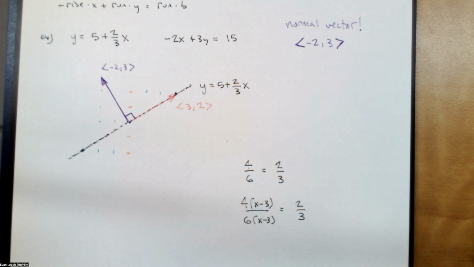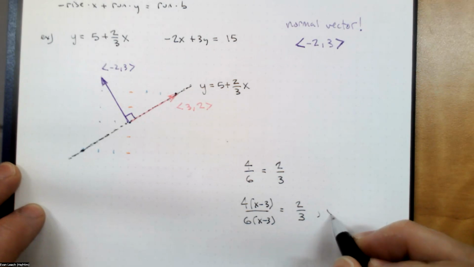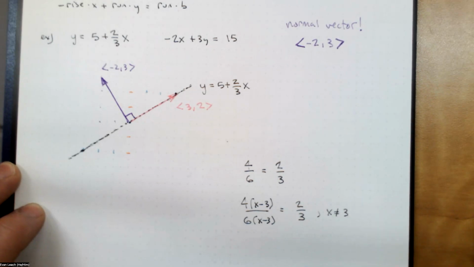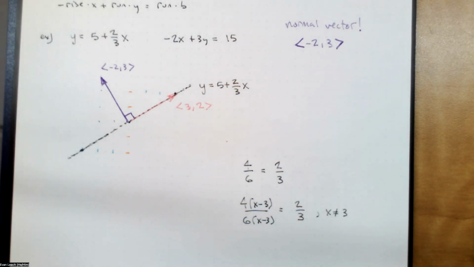Yeah, it depends on the value of x. When is this not true? When x equals 3, then this is not true. So to make this correct, I'd have to say, when x is not 3. Any questions? So the coefficients in the standard form tell us the components of the normal vector.